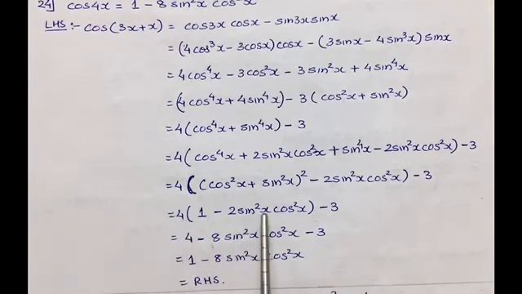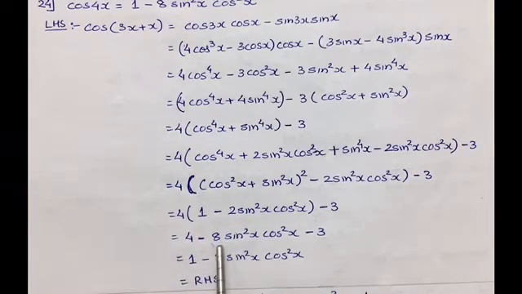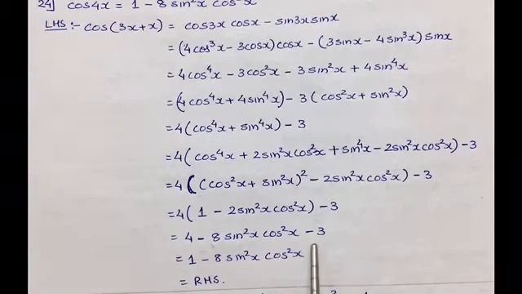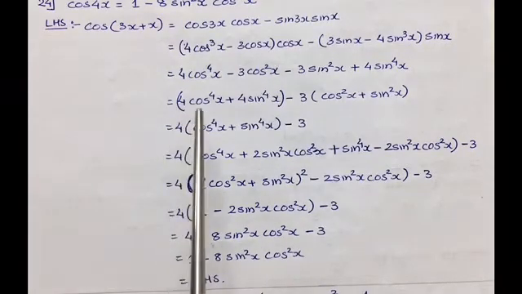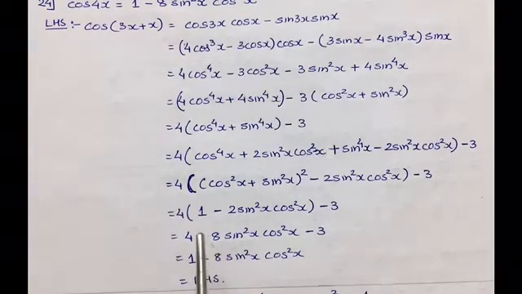Now multiplying 4 with both. So 4 into 1 is 4. 4 into 2 becomes 8. Sine square x cos square x, minus 3 is as it is. Now subtracting 4 minus 3 becomes 1 minus 8 sine square x cos square x. That is the final answer after simplifying it, and that is the RHS.